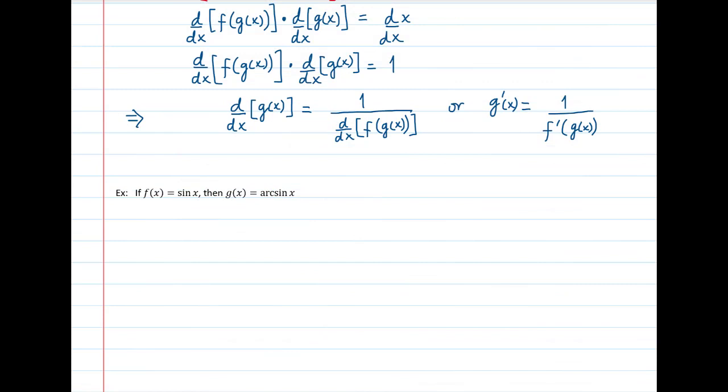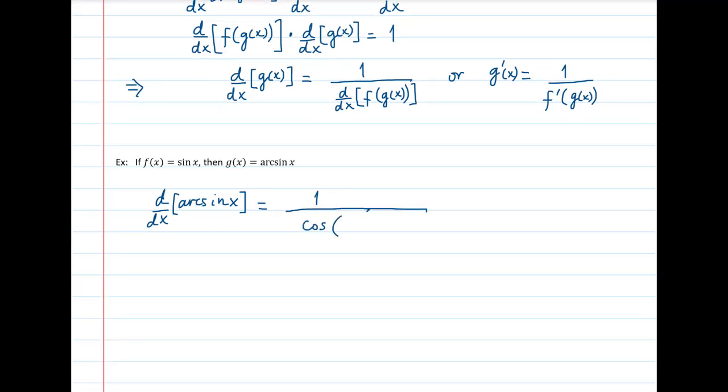Okay, so here's an example. We have our function sine x. The inverse we already know is arcsine, or sine inverse of x. So our f is sine x, g is arcsine, and we're going to find what the derivative of arcsine is. We're going to use the theorem that we just proved. Using our expression from above, the derivative of arcsine x is equal to 1 over the derivative of f, which is cosine of g of x, which is arcsine of x. So we plugged it in there.